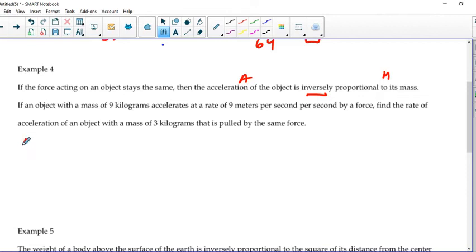So I'm going to say A is acceleration, and I'm going to say M is mass. Pretty sure that's pretty constant.